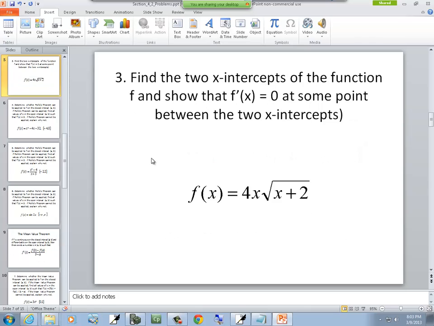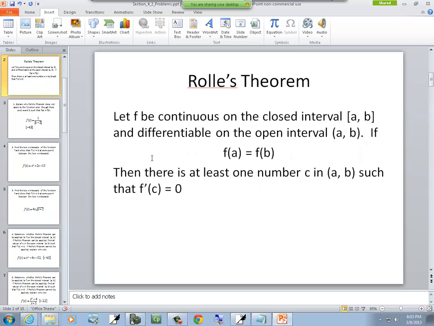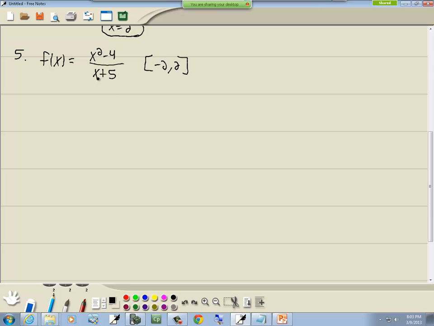Well, let's go up here. Let f be continuous on the closed interval. Well, this is a fraction. There's one place where it's discontinuous. For discontinuity, when you have a fraction, you set your denominator equal to 0 and solve it. So we've got x plus 5 is equal to 0, or x is equal to negative 5. This is one place where it's discontinuous. Because if I plug negative 5 in for the x, I get negative 5 plus 5, which gives me a 0 in the denominator. And you can't have that. But negative 5 is not in between negative 2 and 2. So we're fine. This is continuous in this interval.